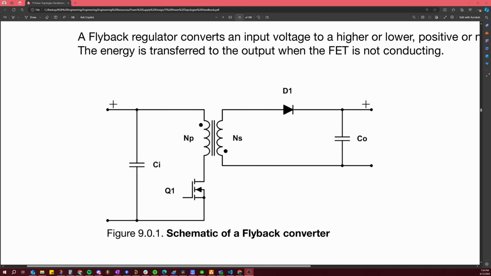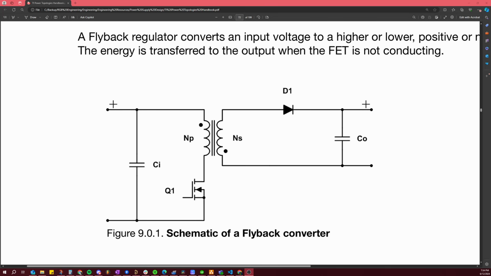So let's think of an example real quick. Let's say I am driving current through one of the inductors. Then as a result, the other inductor will want to have current flowing through it as well. So you'll have a relationship there between your primary side inductor and your secondary side inductor. By controlling the current through the primary side, you can effectively control current through the secondary side.